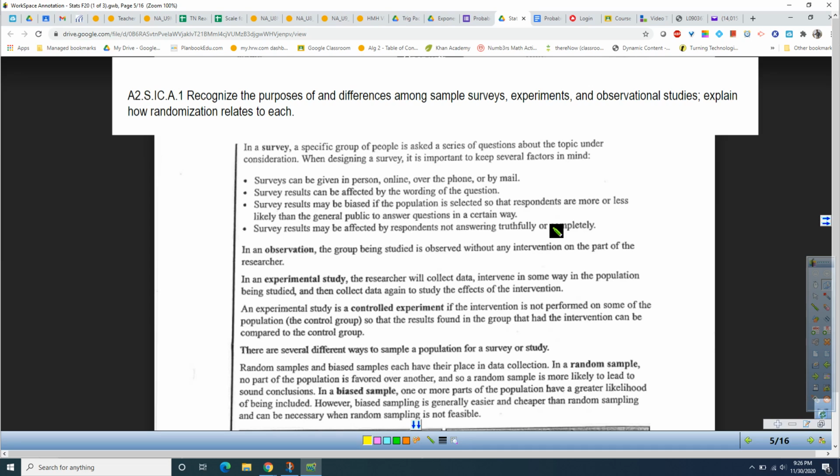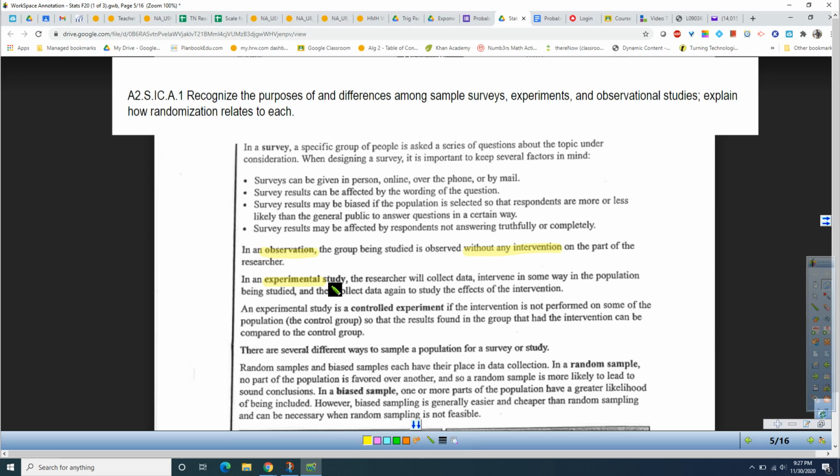Okay, so when you're taking a survey or a study, we can either do an observational study or an experimental study. Okay, so we got observational study and experimental study. An observational study is just where the group being studied is observed without any intervention on the part of the researcher. That's the fundamental thing. You cannot have any connection with that. You're just simply observing. Okay.